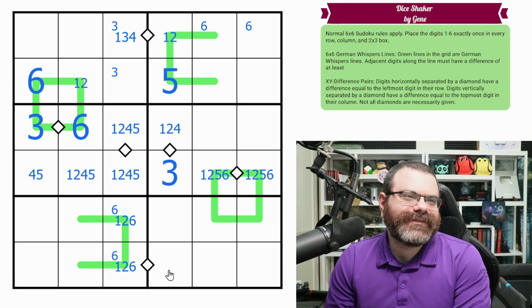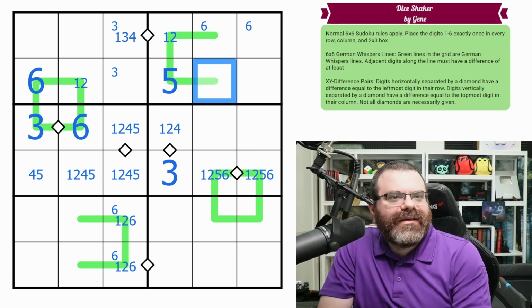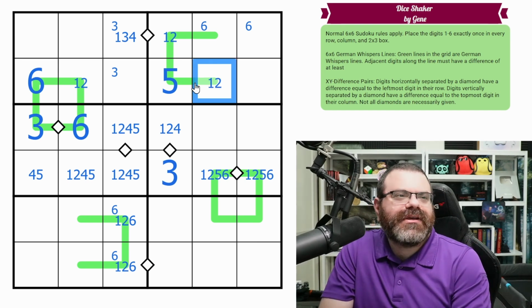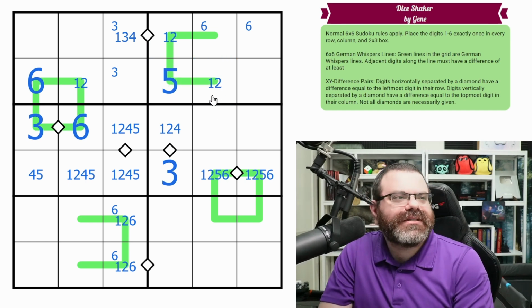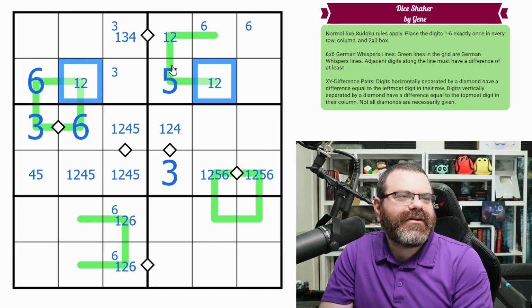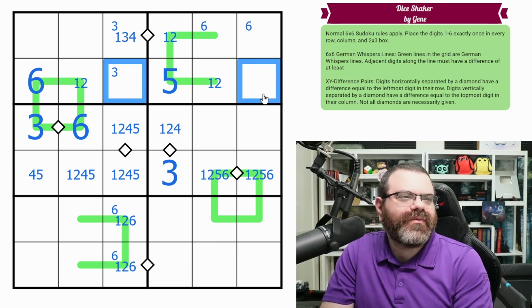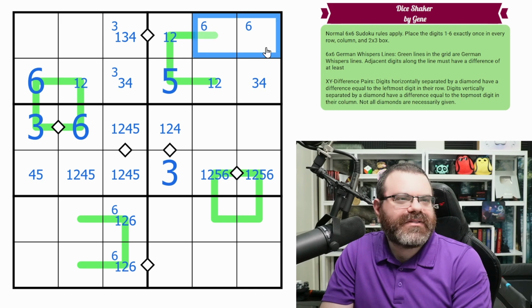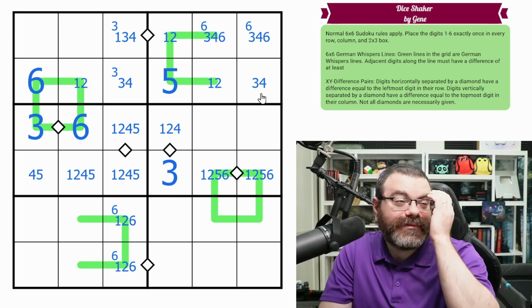For what it's worth, this is also a 1, 2. It can't be a 3 because 5 and 3 has a difference of 2. That's a 1, 2 pair in the box and the row. So for the row, we have 3, 4 left. And for the box, we have 3, 4, 6 left.